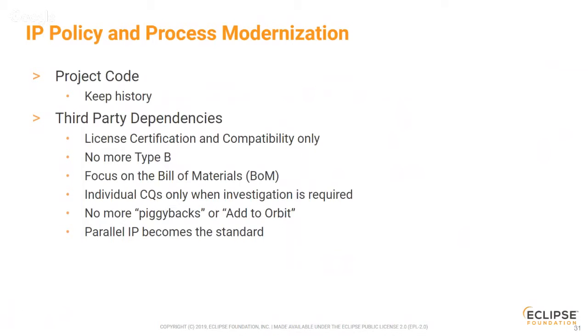In terms of third-party content, this is where we're really focusing our attention. And I'm going to read the list. Probably I'll add color in the coming slides. Focus again, as I said earlier, on license certification and compatibility. This is again what we call Type A today, and what we're hoping to do is eliminate Type B style, the deep dive provenance, checking every line of code that we do on third-party content.